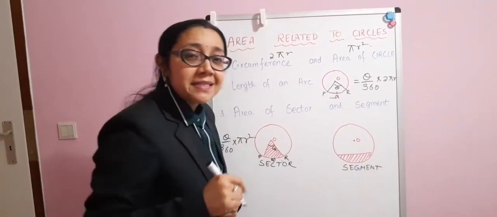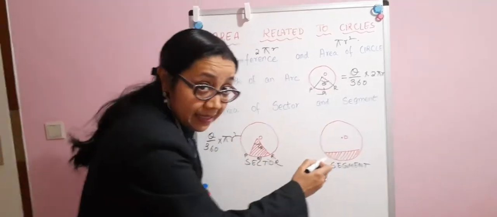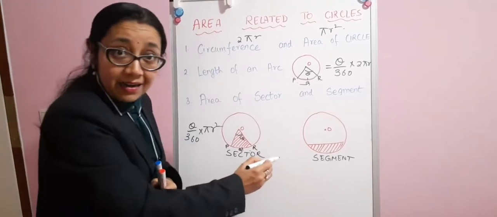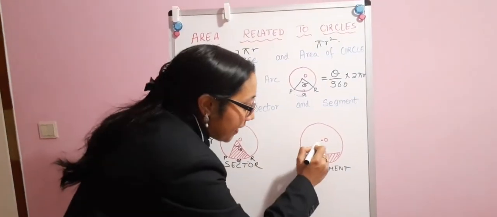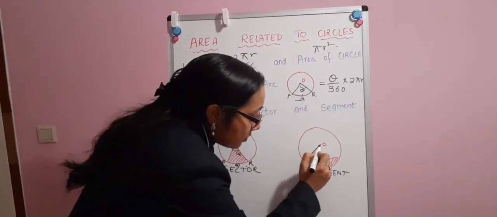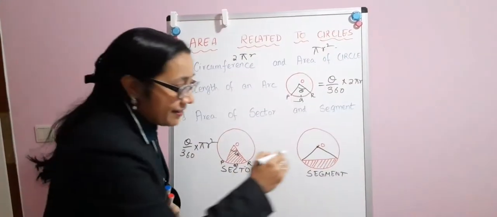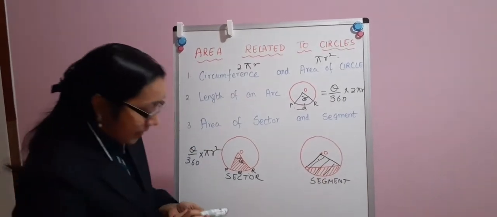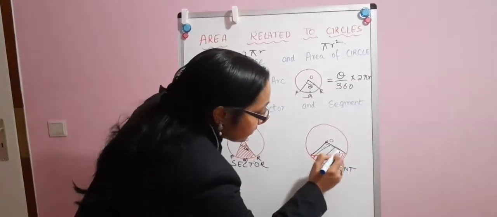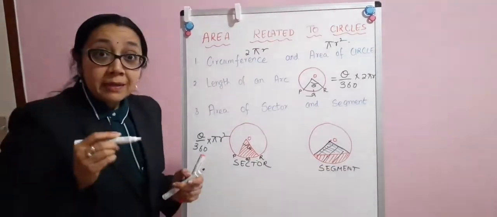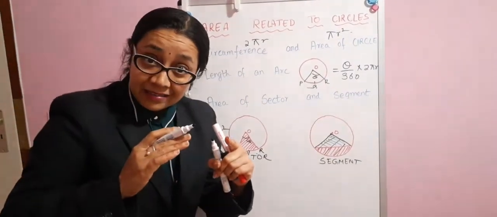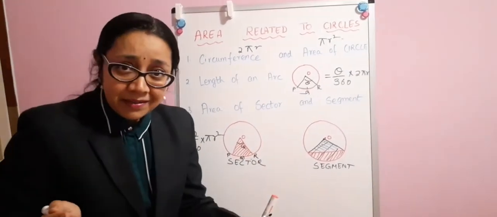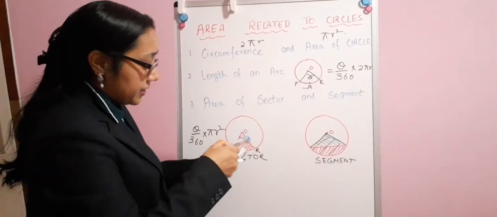Now coming to the area of a segment. If you see the segment, it is the area including the chord and an arc, right? It is the area formed by subtracting the area of the triangle from the area of the whole sector. You can see the blue one is the triangle. So if you subtract the area of the triangle from the area of the sector, you can find the area of a segment. It is just that easy.